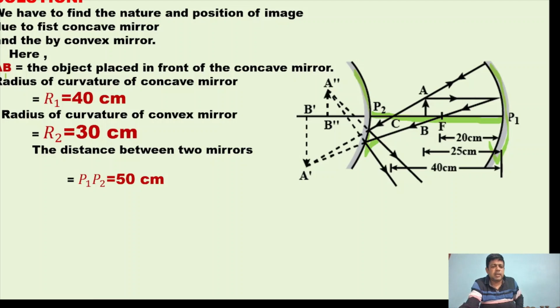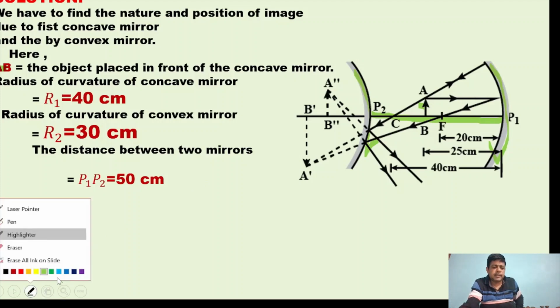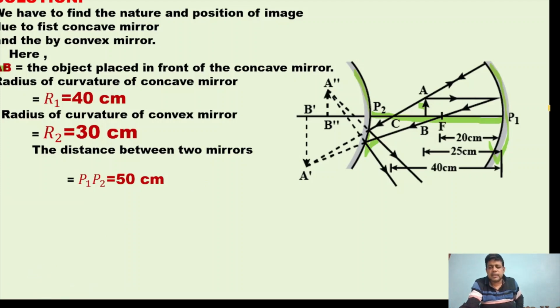Look here. AB is the object, which is placed in the midway, at the position B, and B is the midpoint between the two mirrors. The distance between the two mirrors is 50 centimeters, and the object is placed midway between the mirrors, in front of the concave mirror.